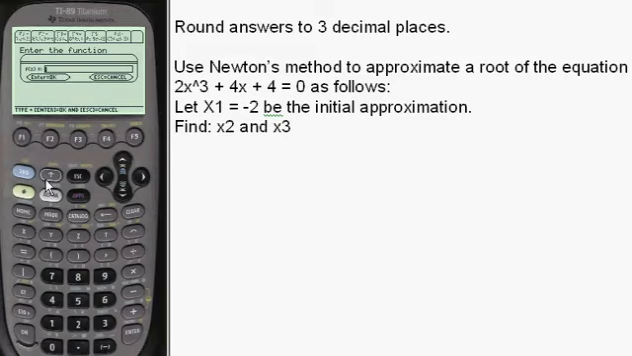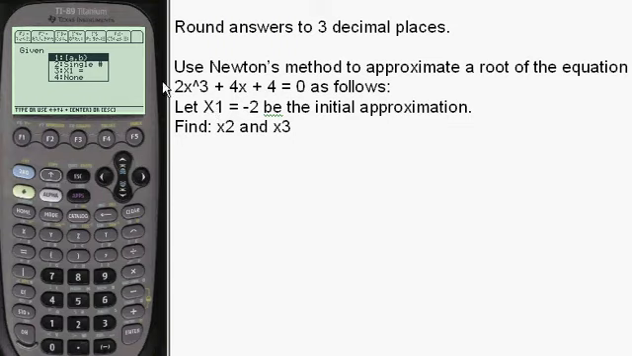We're going to enter the function here. You have to press alpha first. Alpha, 2 times x cubed plus 4 times x plus 4. Let's see, 2x cubed plus 4x plus 4. Okay, it looks pretty good to me. It gives you a chance to change it in case you made a mistake, always in my programs.